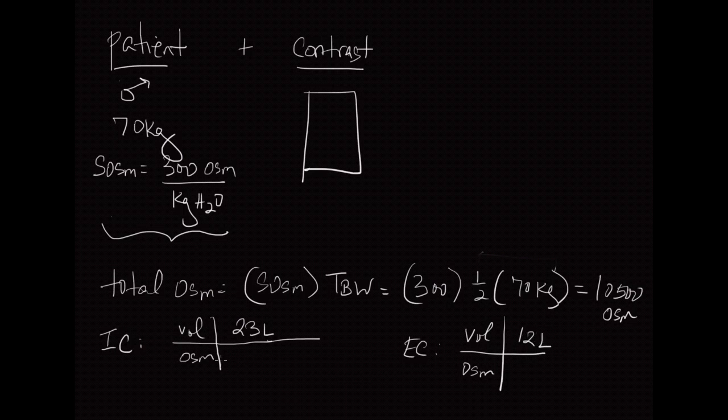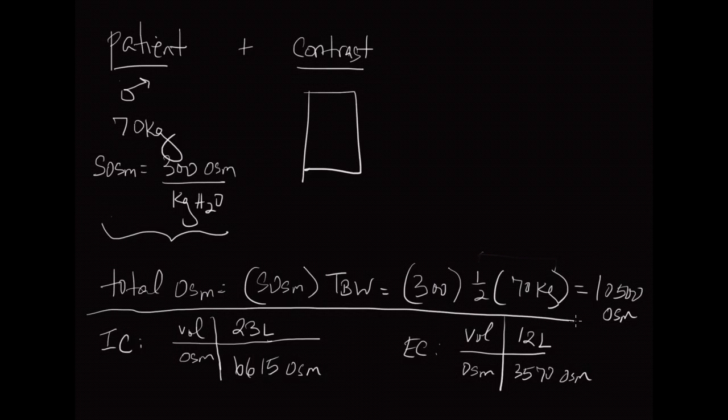Now I'm going to do something very similar with the osms. I'm going to say 2/3 of all the osms are in the intracellular compartment. So that's 2/3 of 10,500. So that's about 7,000 osms. And then 1/3 is in the extracellular compartment. That's about 3,570 osms. Alright, so let's take this information and move on to the next screen.